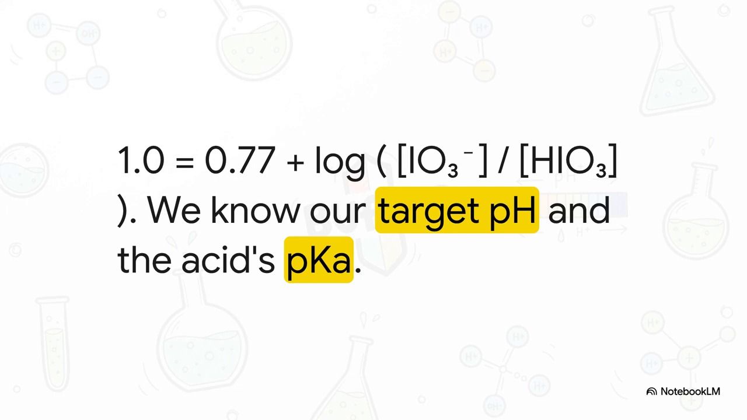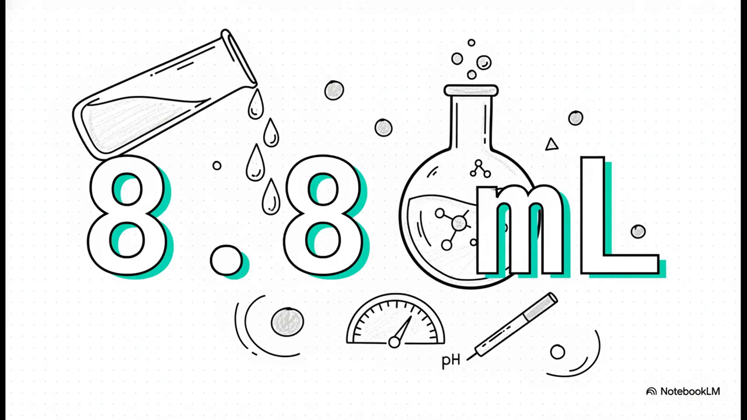We know our target pH is 1.0. We know the pKa of our iodic acid is 0.77. So the only thing left to solve for is that magic ratio of base to acid that's going to make it all work. So we run the numbers through the equation and out pops our answer. We need to add exactly 8.8 milliliters of our conjugate base solution to our original 25 milliliters of iodic acid. And that very precise recipe, that's what gives us our perfect buffer locked in right at a pH of 1.0.